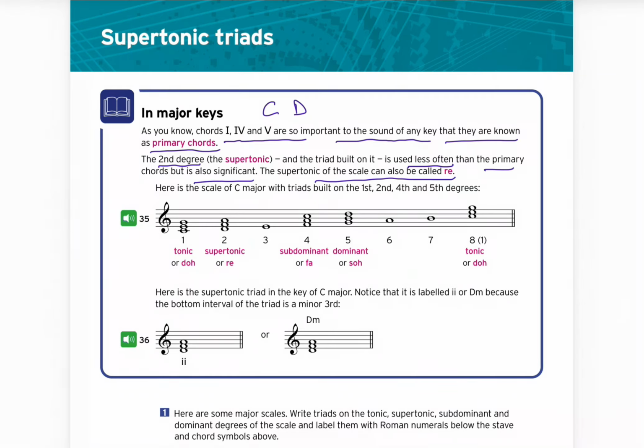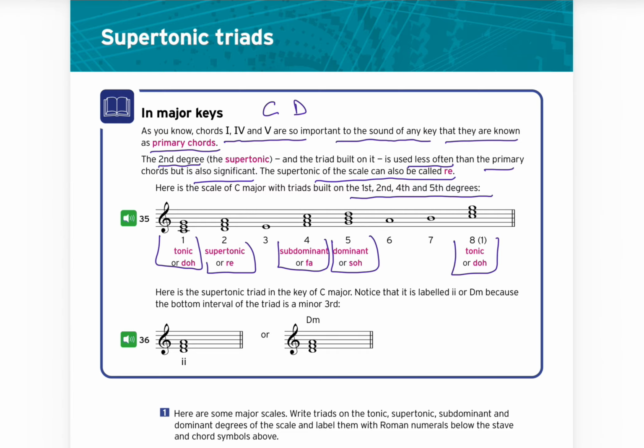Now here is the scale of C major with triads built on the first, second, fourth and fifth degrees. This is the tonic, which is called do. This is the supertonic, which is called re. Then there is the subdominant, the fourth degree, called fa. The fifth is the dominant, which is so. And here is the eighth, the octave tonic or do. That is how you make it.